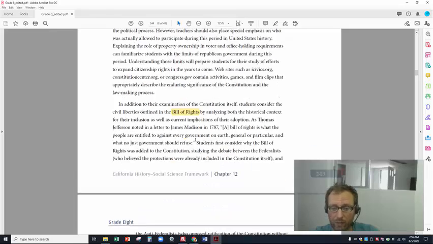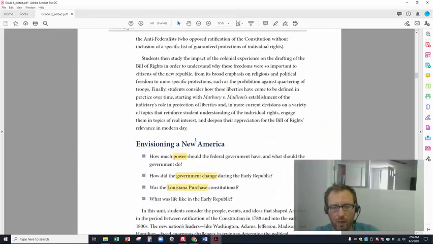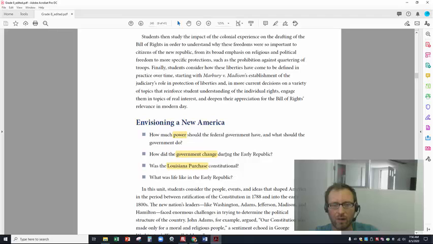Then getting into the Bill of Rights, those alterations, to look at those, and then just New America. So now that you have the United States, what will it be like? What will it look like? And so this section looks at one question: how much power will the federal government have? What will the relationship be between the federal government, the states, and the people?